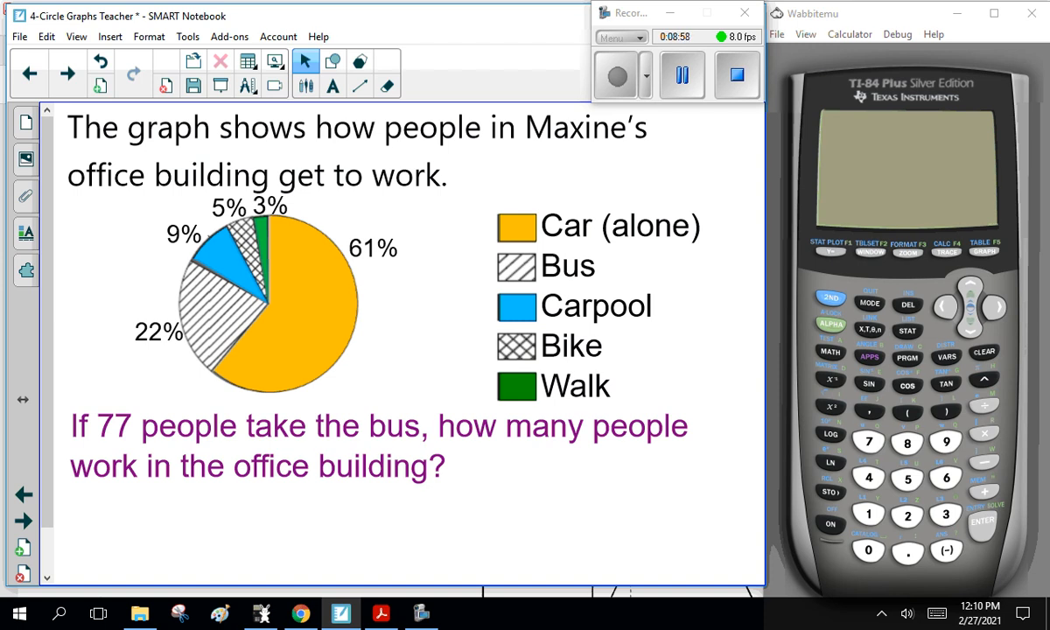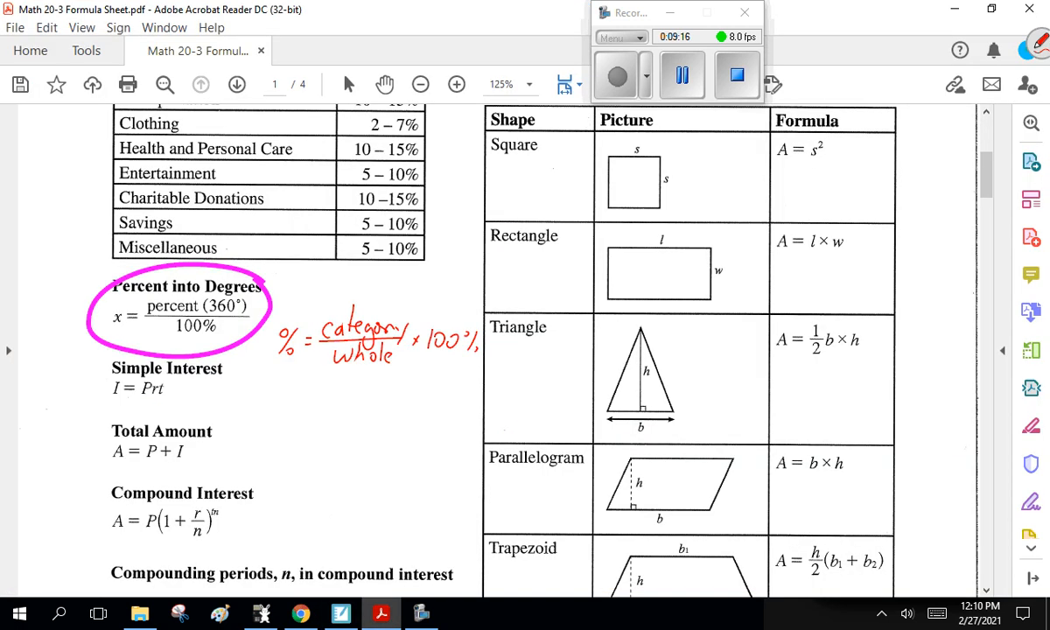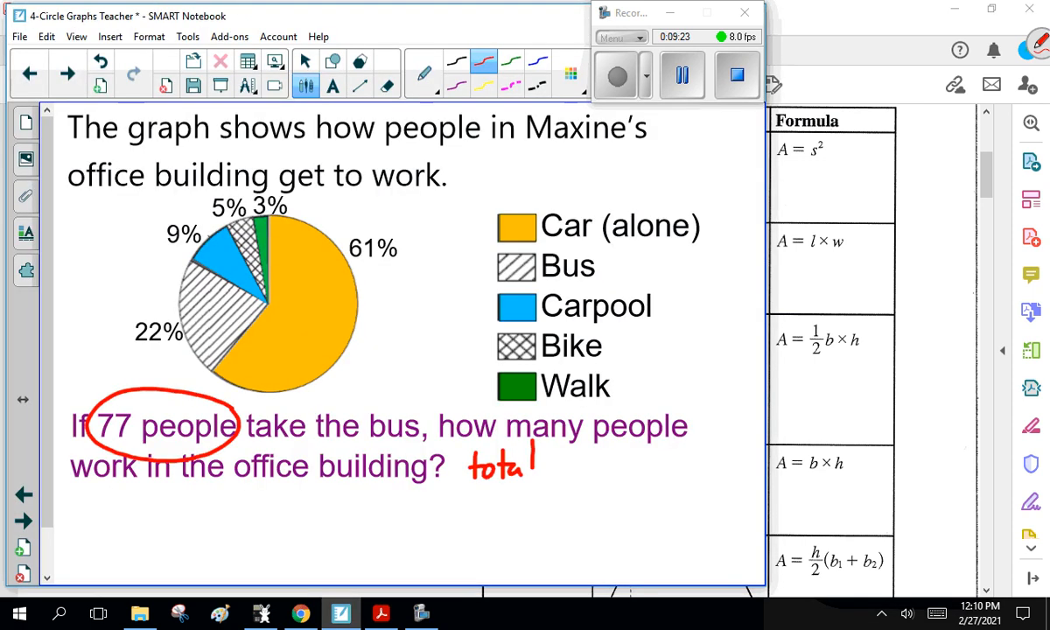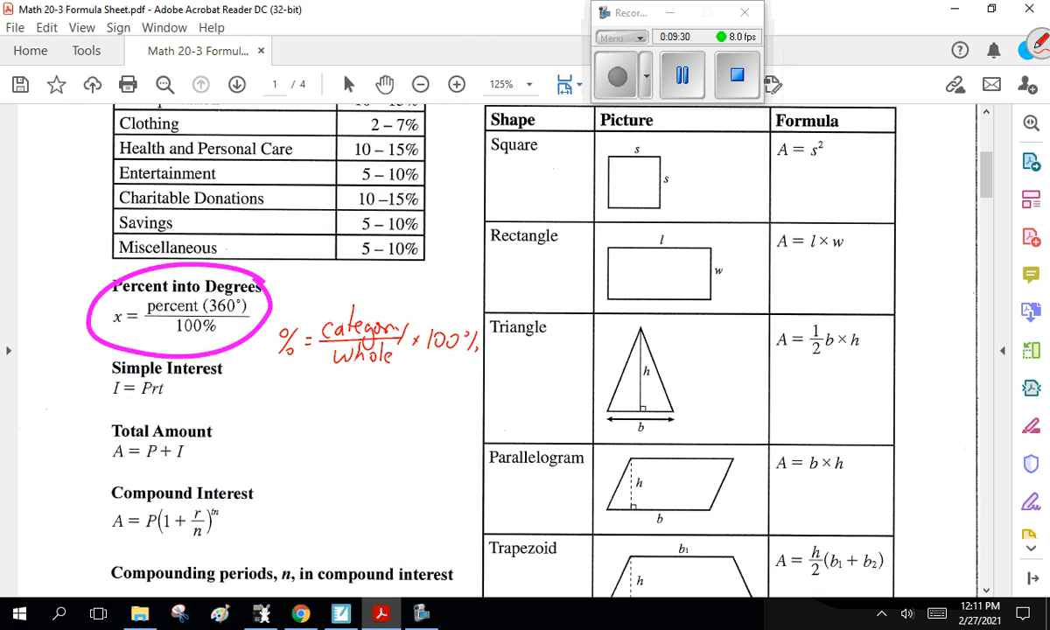Okay, so that's kind of sneaky. All right, so this is the total. So we're asking what's the total? Well, here, note, we have percent and the percent formula: percent equals category divided by whole times 100%.